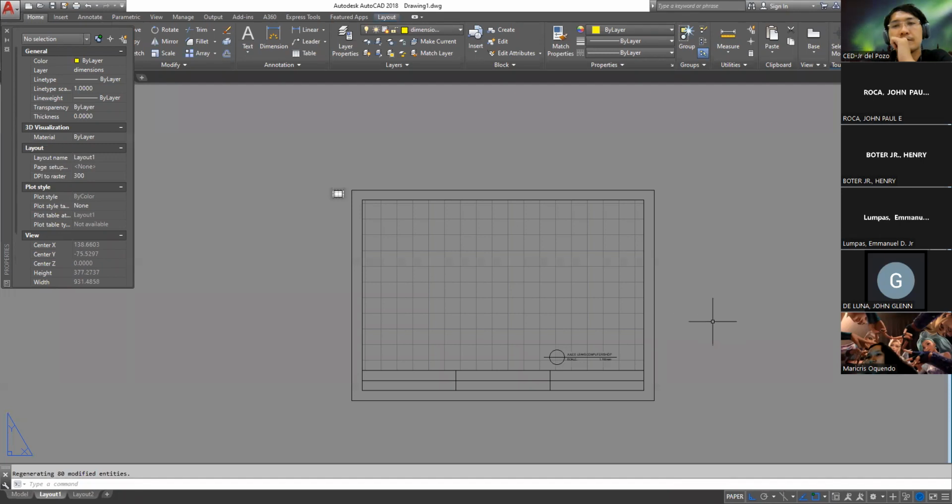Sir, may concern lang po about po sa plate number 2. Kasi po sir, nung sa plate ko po, nang na-finalize ko na po siya, na-render ko na po siya and na-convert to PDF po. Yung ibang sections po sa coloring is kumakalat. Pero pag tinignan naman po sa model view is okay naman po siya, sir. So paano po siya ayusin pag nagkaganon po? Sige, i-discuss natin yan, i-schedule kita ng individual Zoom para ma-check natin.